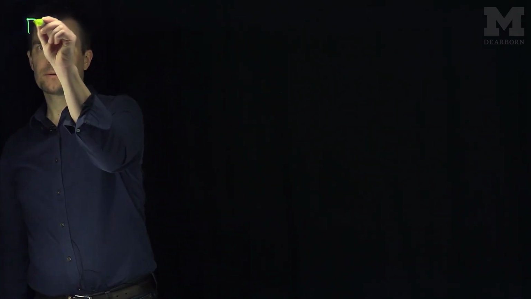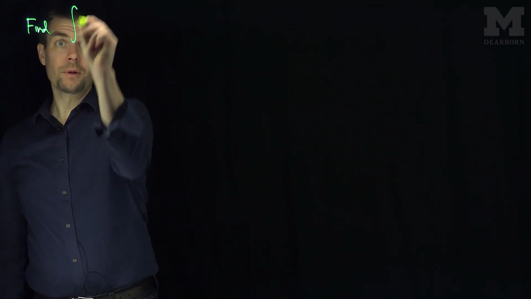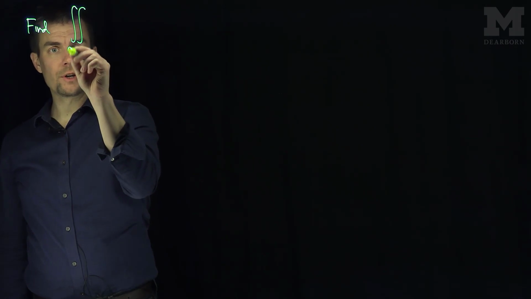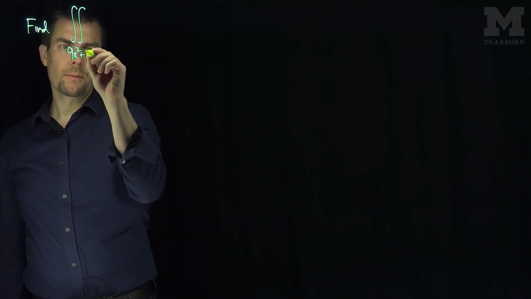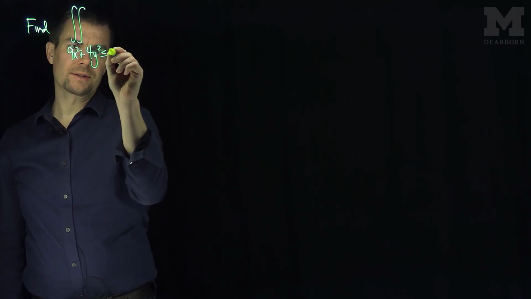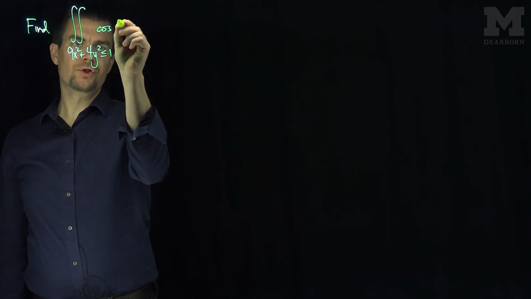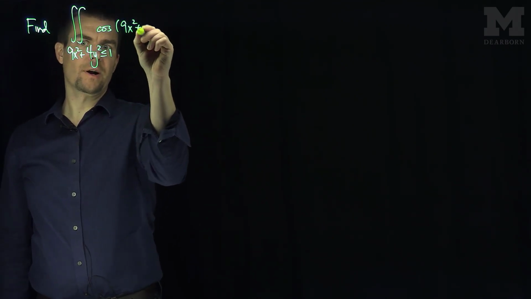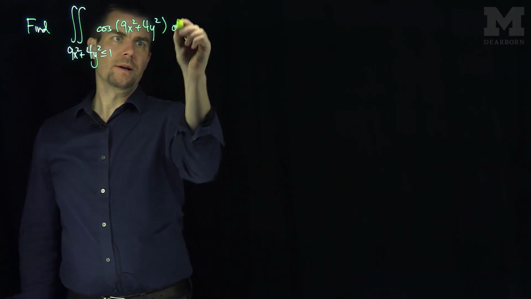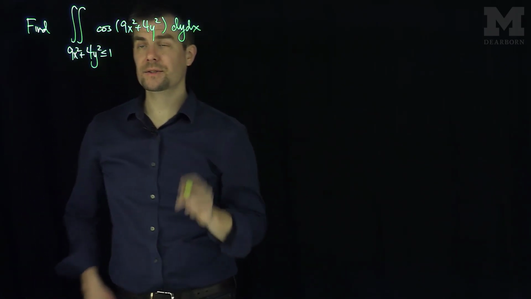Hello students, in this video we'll see an example of using the change of variable theorem in higher dimensions. I'd like to find the double integral over the elliptical region x squared plus 4y squared is less than or equal to 1 of the function cosine of 9x squared plus 4y squared dy dx.